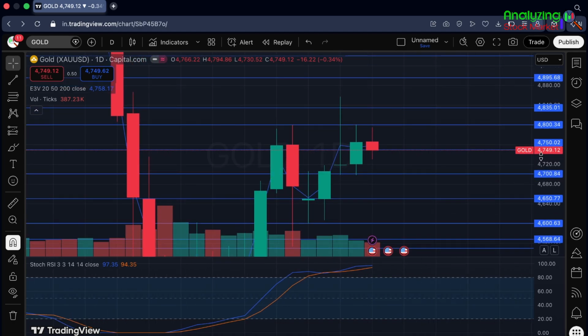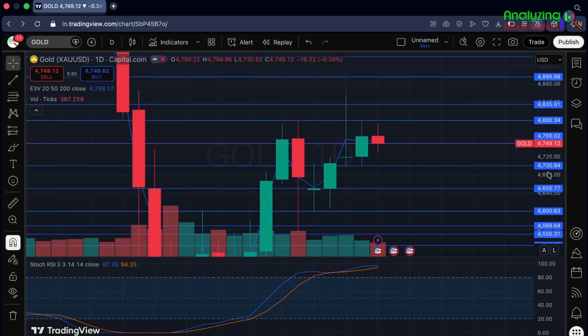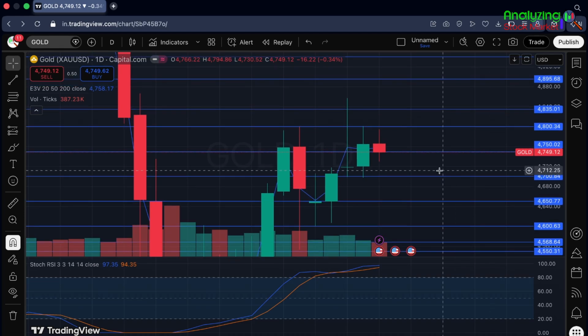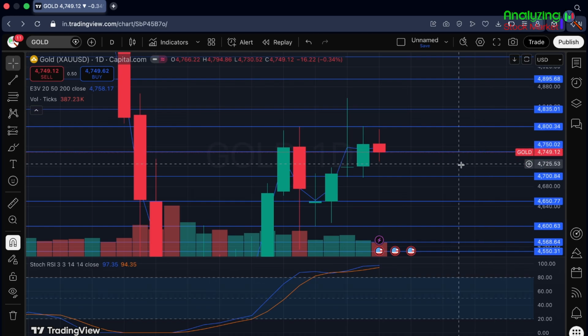Here, the important support and resistance zones are already marked during the previous week's analysis, so currently we don't need to mark any new levels. Let's straight away talk about the closing first. Here 4749.12 is the closing. The direct support is 4700 and the direct resistance is 4750. After direct support, there is support at 4650 and then 4600. After direct resistance, there is resistance at 4800 and then 4835. These are the important support and resistance zones which will help you take better stop loss and target levels according to your bias for this week.